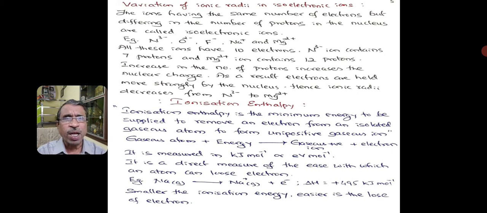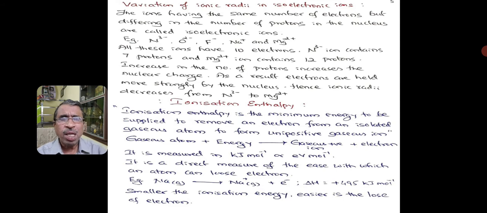The quantity of energy that is required to remove an electron is called ionization enthalpy. It is measured in kilojoules per mole or electron volts per mole. It is a direct measure of the ease with which an atom can lose an electron.